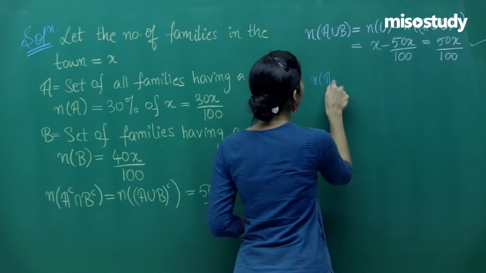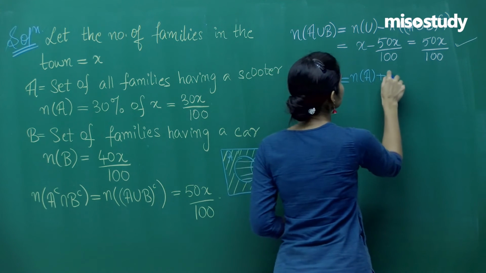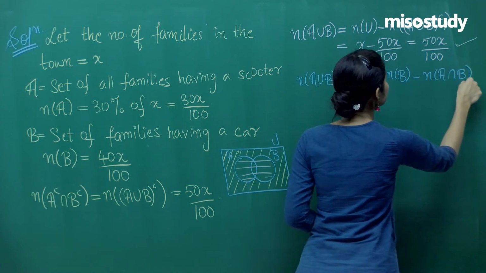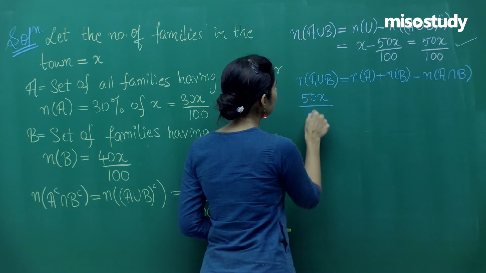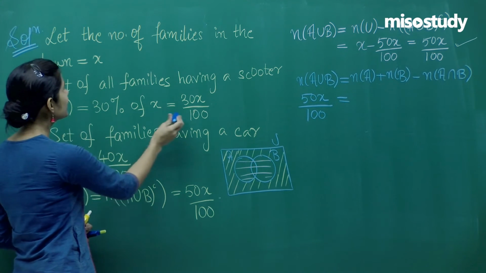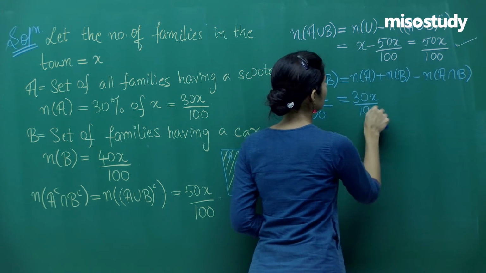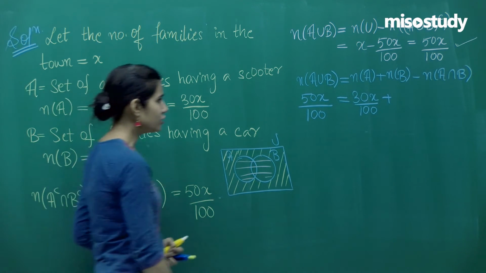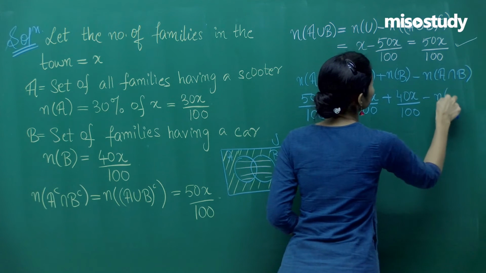We know that the number of members in A union B is the number of members in A plus the number of members in B minus the number of members in A intersection B. Union, I know how many members are there in the union, 50x upon 100. The number of members in A is 30x upon 100. The number of members in the set B is 40x upon 100. And this is the quantity that we do not know.